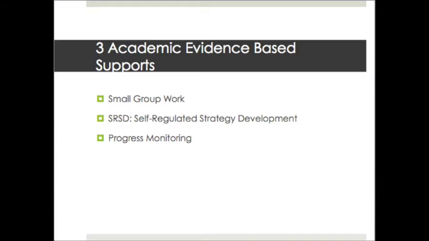The second academic evidence-based support is the SRSD. It's a method for developing self-regulation that can help in writing and in social situations. It's a 6-step process. The first step is to develop background knowledge, finding out which skills are lacking to complete the task. The second step is to discuss it.